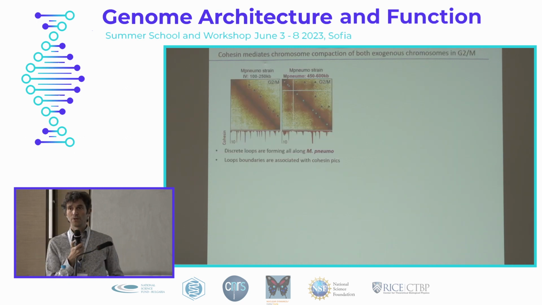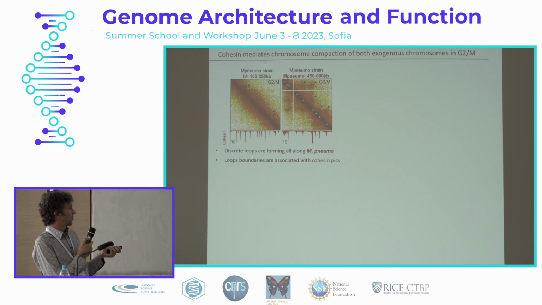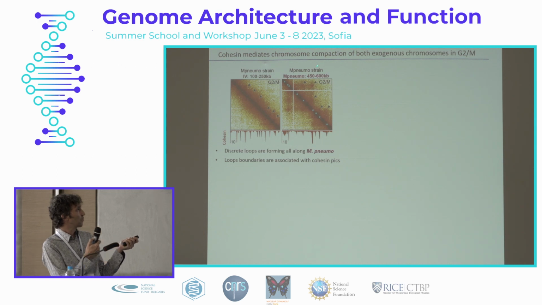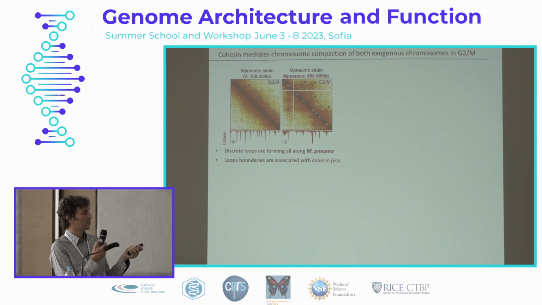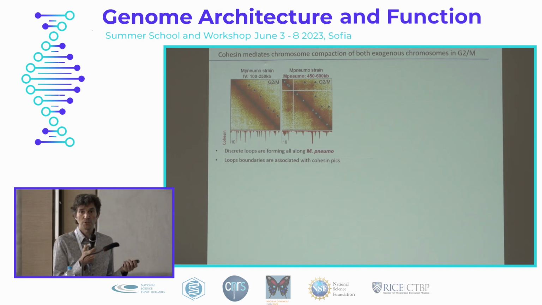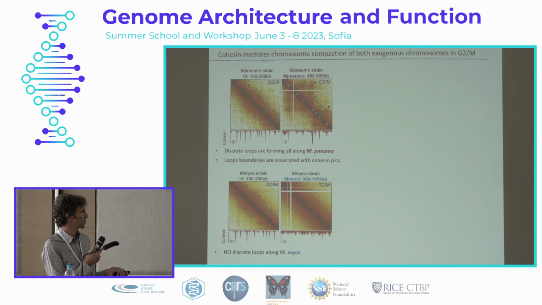So we zoom in on this data. And what we can see here is the chromatin loops I was talking about. Along the Mycoplasma pneumoniae chromosome, you can see that it makes multiple loops and that correlate well with the cohesin deposition sites. So there are discrete loops along the Mycoplasma pneumoniae genome, and the loop boundaries are associated with cohesin peaks, which is actually what is observed along the native yeast chromosomes.